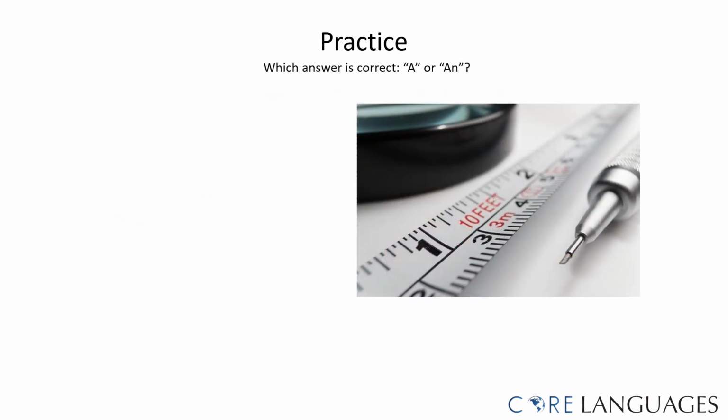Now look at this sentence and try to identify whether to use a or an. An inch is a unit of length, or an inch is an unit of length. Look at the word unit. It is spelled with the vowel U, but listen closely. Unit. It begins with a consonant sound, so we need to use a. An inch is a unit of length.